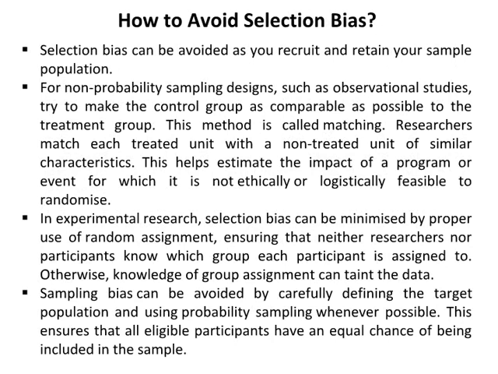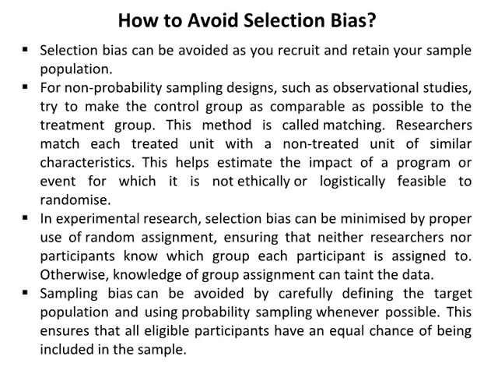How to avoid selection bias? Selection bias can be avoided as you recruit and retain your sample population. For non-probability sampling designs, such as observational studies, try to make the control group as comparable as possible to the treatment group. This method is called matching. Researchers match each treated unit with a non-treated unit of similar characteristics. This helps estimate the impact of a program or event for which it is not ethically or logistically feasible to randomize.